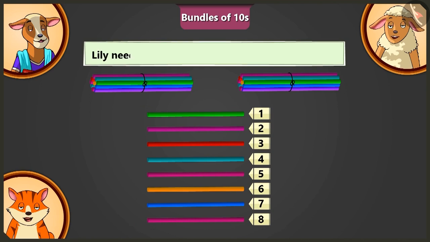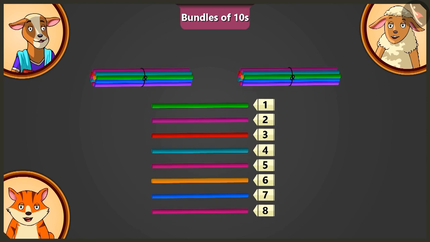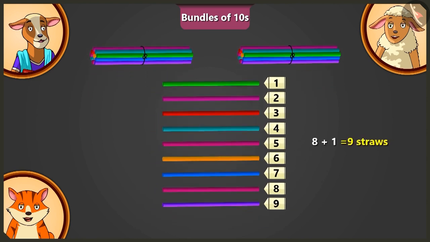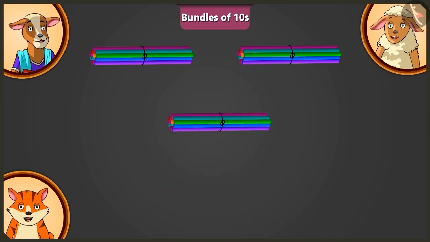Gauri ma'am, but I need 45 straws. How will we count 45 straws? Look, Lily. There are 2 bundles of 10 and 8 straws here. Now tell me, how many straws will we have to add to 8 straws to make a third bundle of 10? 8 and 1, 9. 9 and 1, 10. If we add 2 straws to 8 straws, there will be 10 straws. Like this, we can make a third bundle of 10.